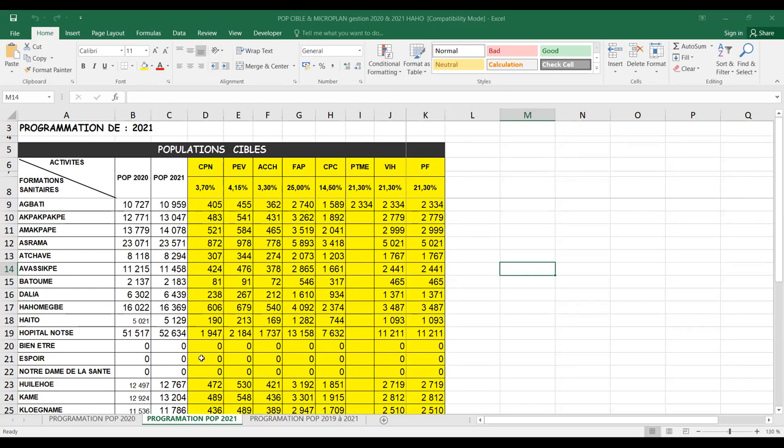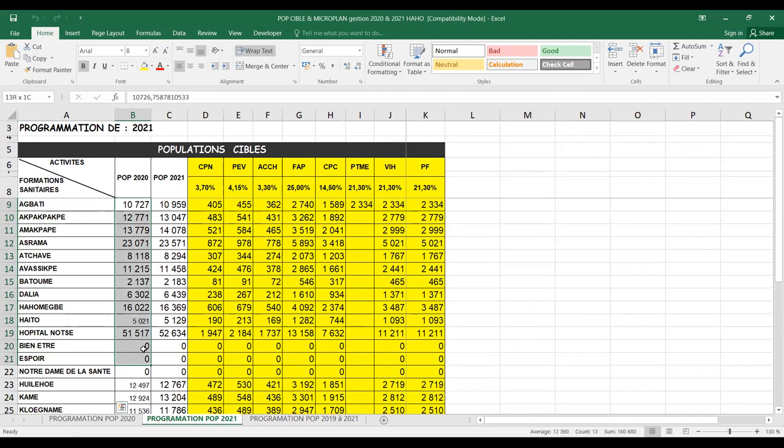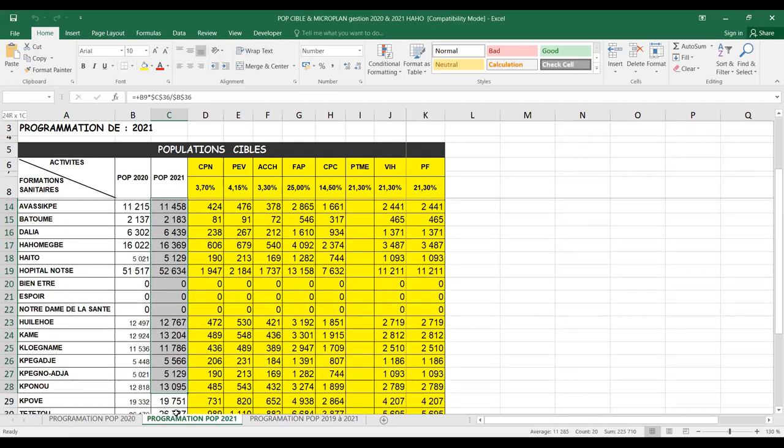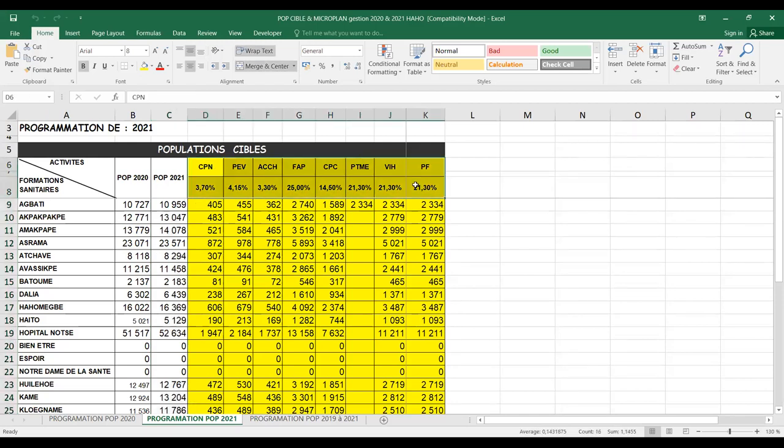You have the district, and all the facilities that we have, and then you have the population of 2020 and the updated population of 2021 that is shared among the health facilities. Then you have the main groups for programs: antenatal care, API, birth attendance, family planning and mother-to-child transmission prevention. All those proportions have been estimated from the GCPH and are applied to determine the program target for the year.